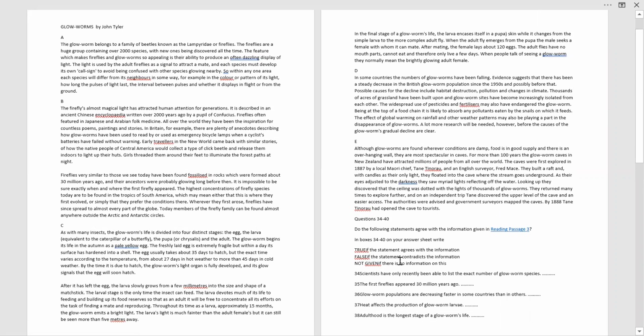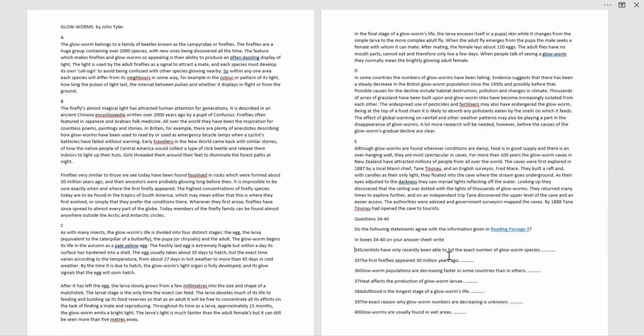Okay, here you can see the questions are true, false, not given. So for true, false, not given, when the statement agrees, contradicts, or there is no information respectively, that's how we find the true, false, not given.